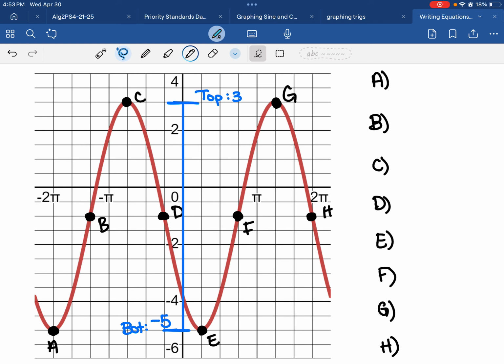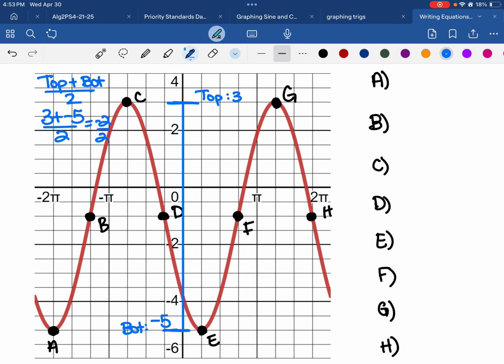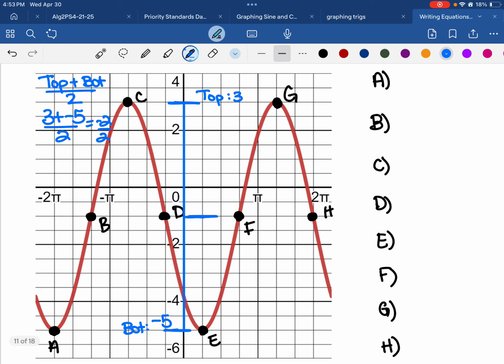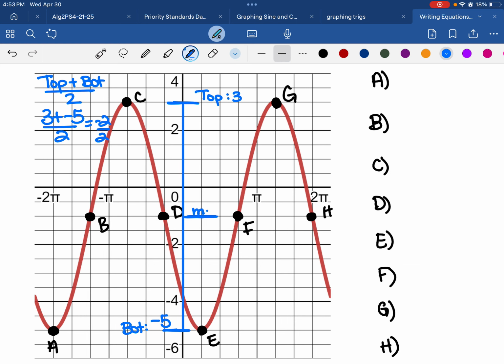I would like to do just top plus bottom divided by 2. So that would be 3 plus -5 divided by 2 equals -2 divided by 2. So the midline's at -1. So at this value right here, this is my midline. And it's at -1. If I count up, I would add 4. If I count down, I would subtract 4, which means my amplitude is 4.